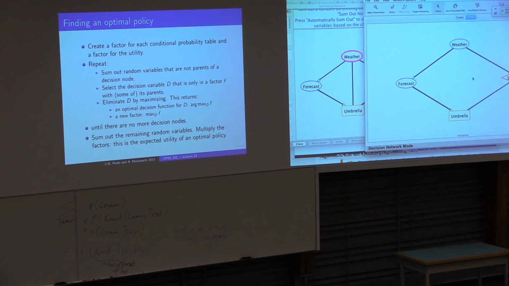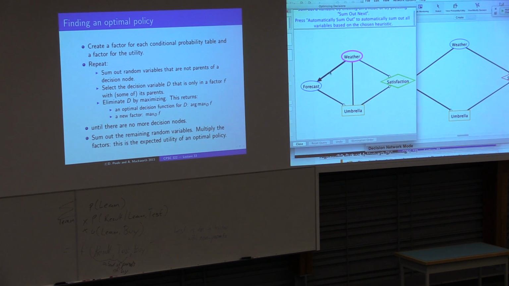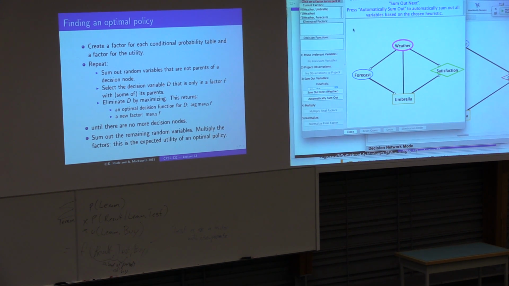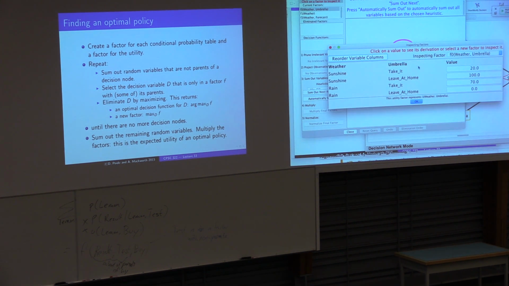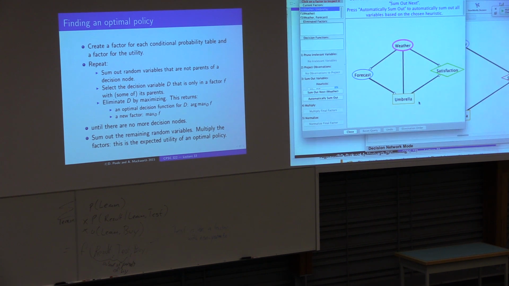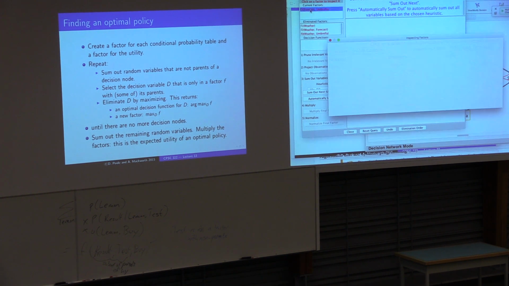So I'm going to start with the factors here: weather, umbrella, weather, and weather forecast. So it's forecast given weather, the probability of weather, and the satisfaction given uncertainty in weather. This one, weather and umbrella, is just my utility function. So now I'm going to sum out weather, and I construct a forecast like this.